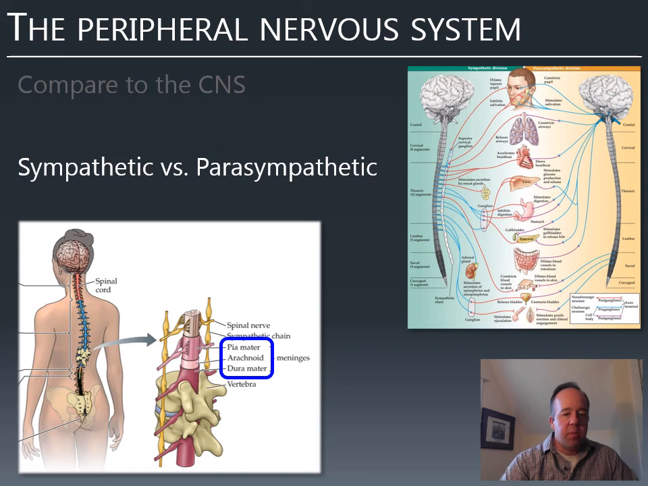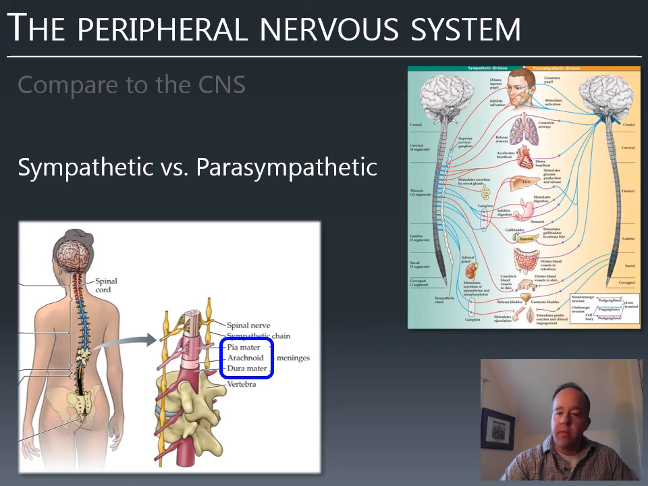For the peripheral nervous system, understand the division between the sympathetic and the parasympathetic nervous systems. Know what those two do. So we've used the rhyming mnemonic devices, fight or flight and rest and digest. Be able to get a little more detailed than that.